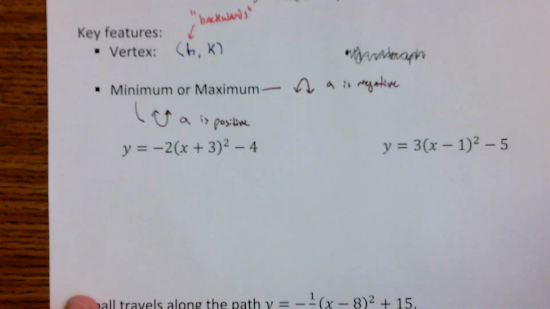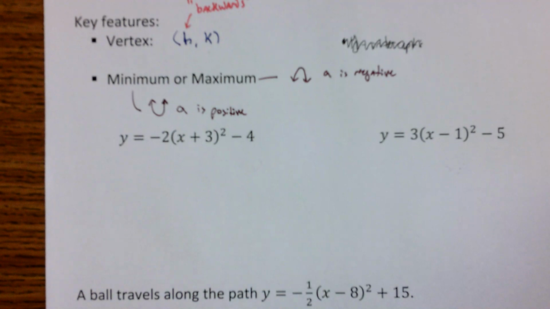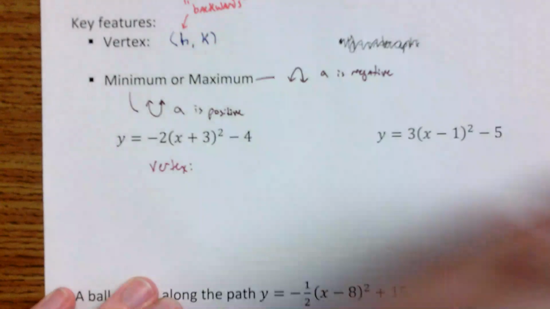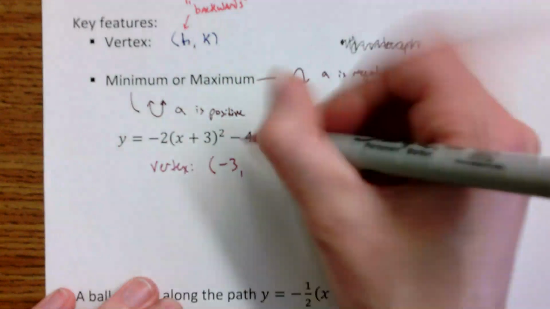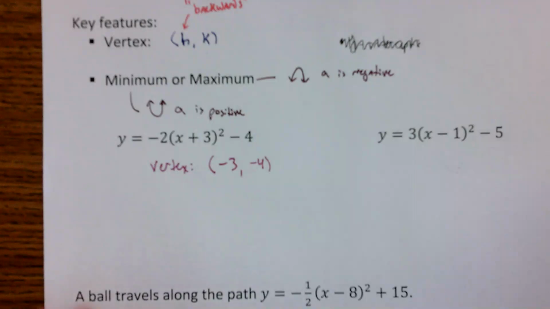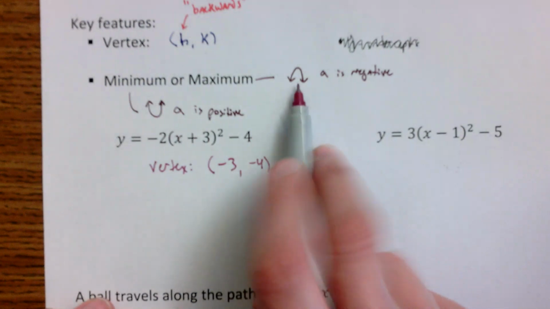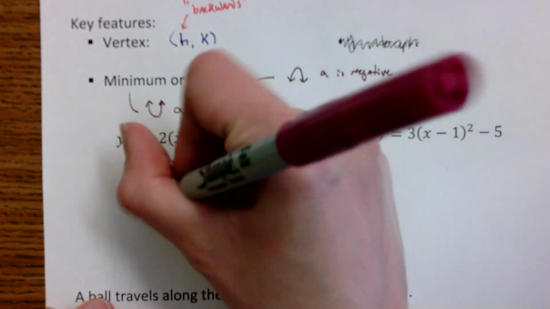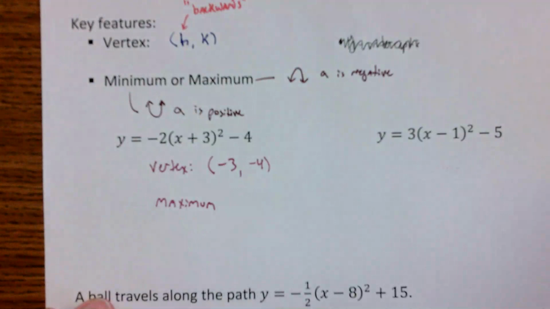So what can we do with that? Here's some examples, and let's take a look at those two features. The first thing that we want to be able to do is say, what's the vertex on this particular graph? With this guy right here, my vertex is going to be the point, H comes from here, so that's backwards of what it looks like. So it's going to be -3, and then it's just whatever this number is. So -3, -4 is my vertex. Since this number right here is a negative number, that tells me my graph's going to open this way, and it has a maximum. So this one is going to have a maximum point. The vertex will be the maximum point.